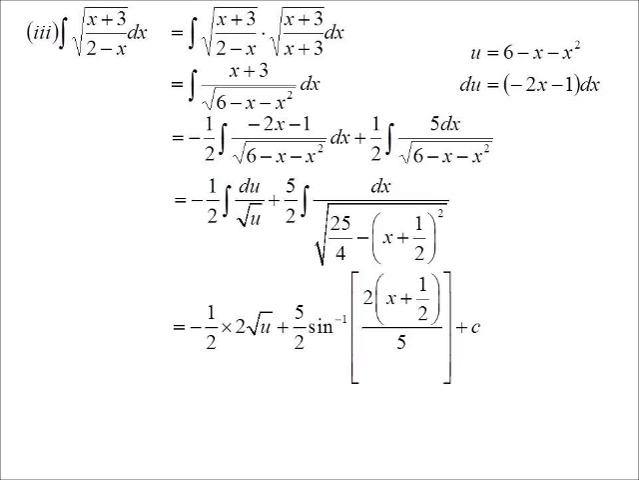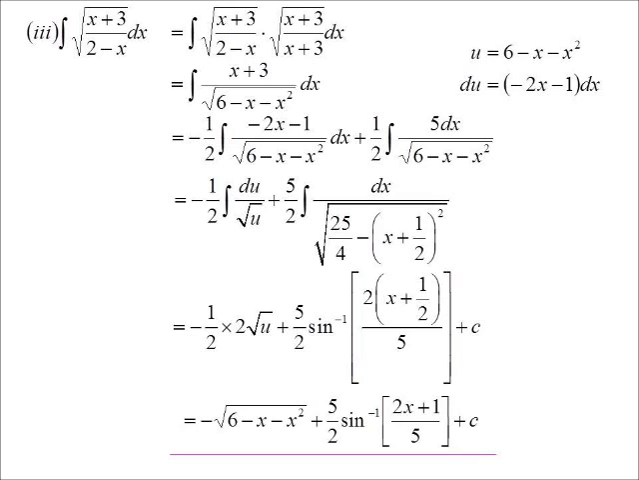But we get inverse sine of x plus a half over 5 on 2, but I've inverted and multiplied there, so I get 2 on 5. And over here, there's my 2 root u. And it tidies up to be, well, quite reasonable. Minus the square root of 6 minus x squared plus 5 on 2 inverse sine of 2x plus 1 on 5 plus, of course, a constant.